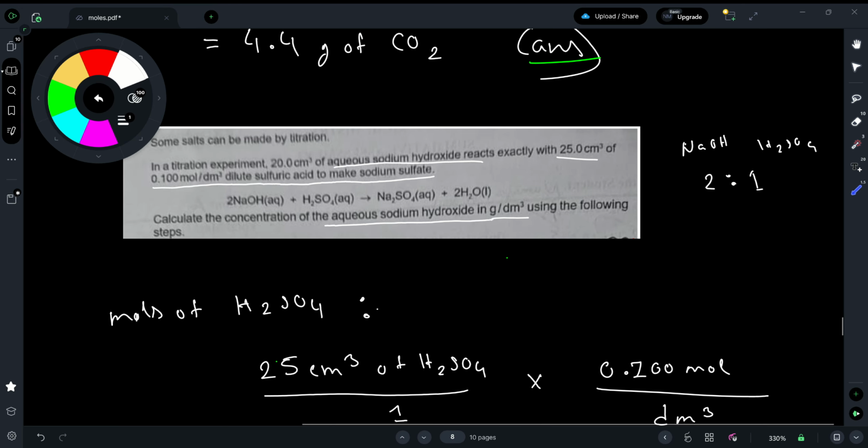So you want to make this a whole number, and this is the smallest number. So you multiply this by 100, and this by 100. If you multiply that by 100, you get 2 dm cube, and 0.2 becomes 20 grams. You can just simplify this to 10 grams of NaOH per dm cube.